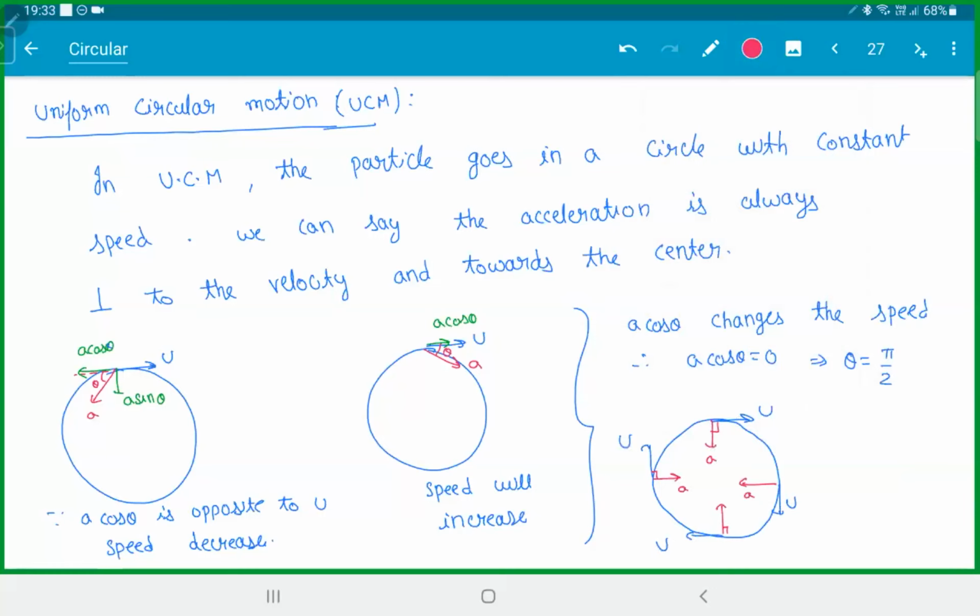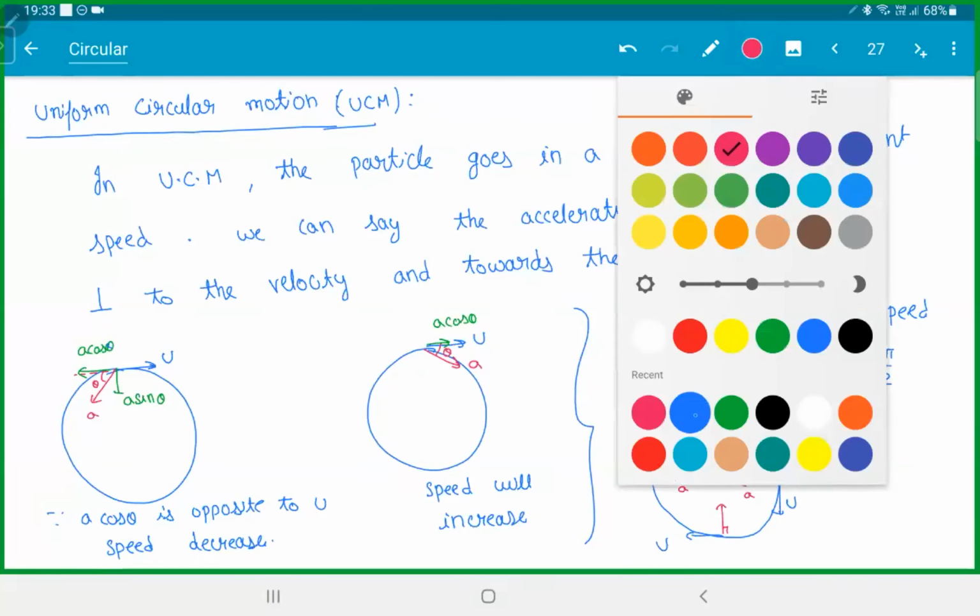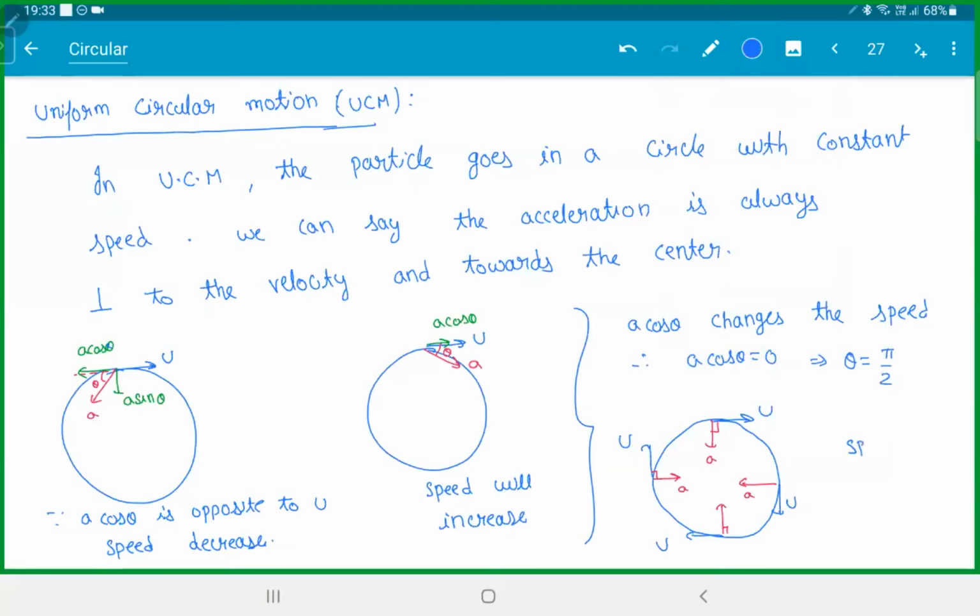This is the first part. So if a particle goes in a circle, the acceleration should be perpendicular to the velocity. Be careful here. Speed is constant, but velocity changes because direction changes. So if you have acceleration, velocity should change. Speed may not change.